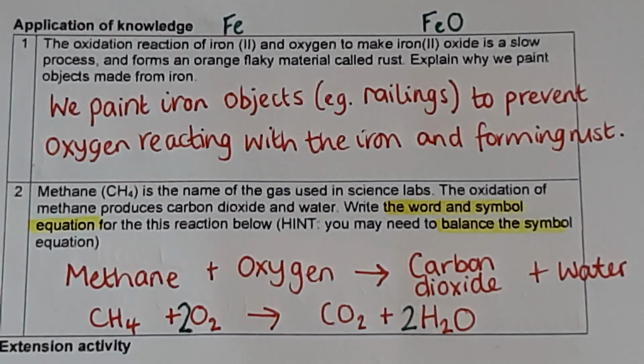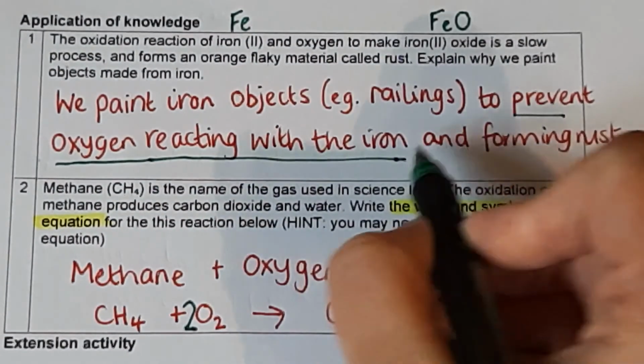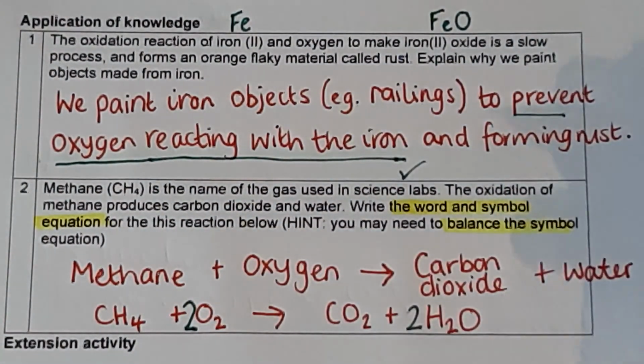Okay, so let's go through those. Question 1: explain why we paint objects made from iron. Well, we paint iron objects such as railings around buildings to prevent the oxygen from reacting with the iron and forming rust. So it's this statement here, preventing oxygen reacting with the iron to form rust. That's what will get you the mark.